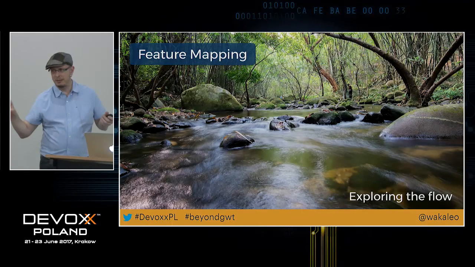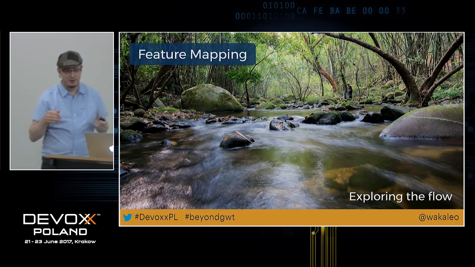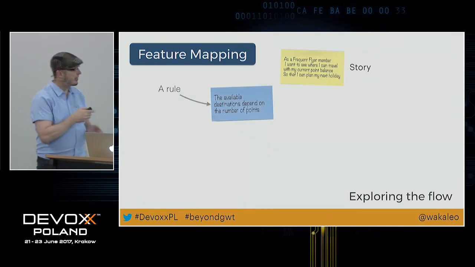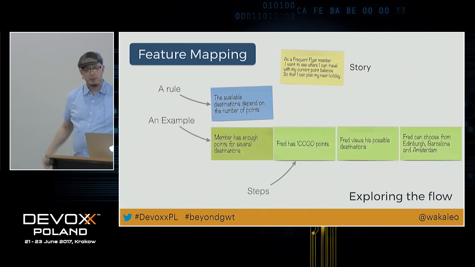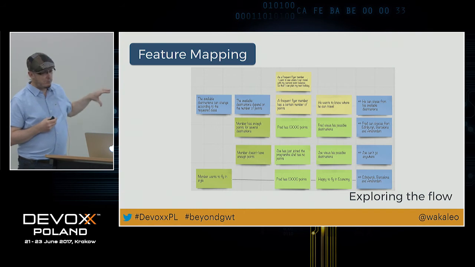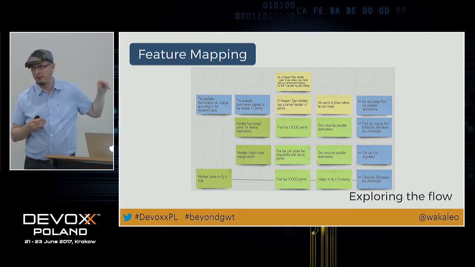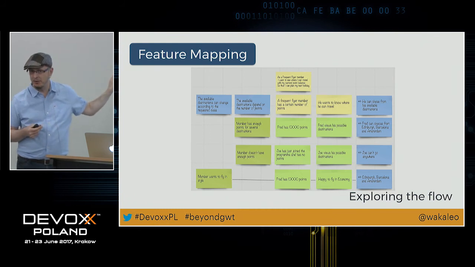Feature mapping is similar, except we focus more on the flow through the application. Example mapping is very broad. Feature mapping is a little bit more detailed, and it's good for finding those variations. So in feature mapping, we start with a story. We might find some rules and some examples, but we break an example down into a flow. And then we can break several examples into different flows and see how they vary. And from variations that we see in the flows, we can find other examples and other business rules.